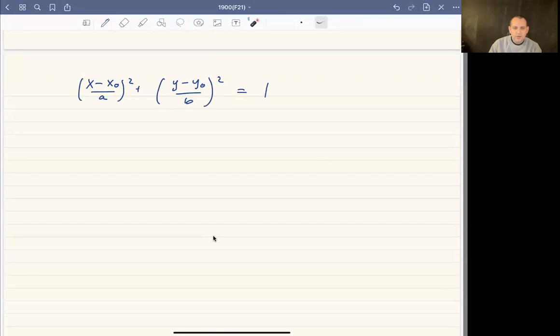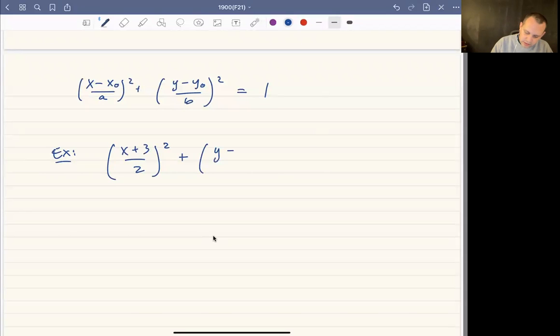And so the way shifted conics work is that you unshift them, get all the information that you want out of them, and then reshift them. So you shift back to the origin, get all the information, and then shift back. This will be easiest if I look at an example. So let's look at (x plus 3) over 2, squared, plus (y minus 7) over 5, squared, equals 1.